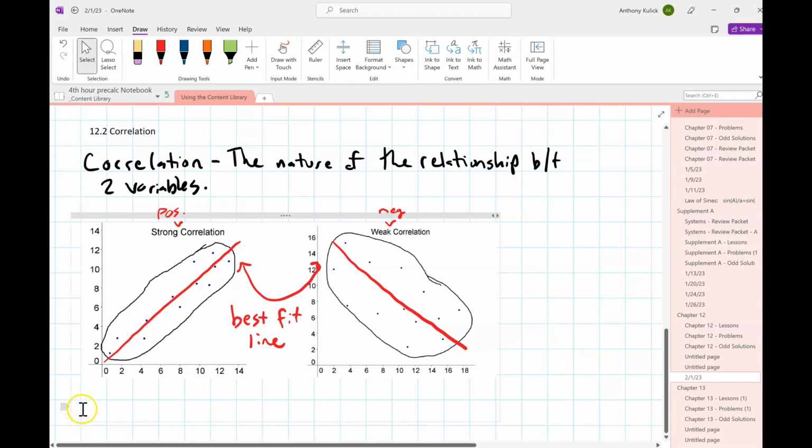So it's fairly easy to tell the difference between strong and weak, but if I gave you two correlations that were both strong, could you tell which one was stronger visually? That might be tough, right? So what we'd like to do is come up with a numerical representation for what we're seeing visually. A number that describes the correlation. We call that number the correlation coefficient.